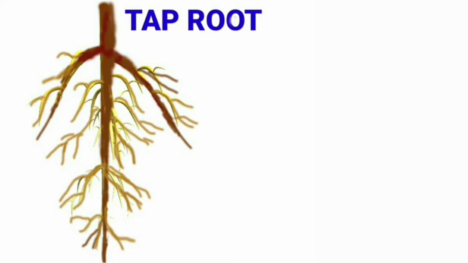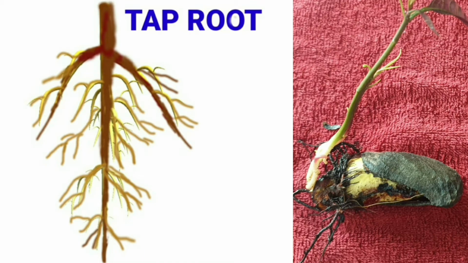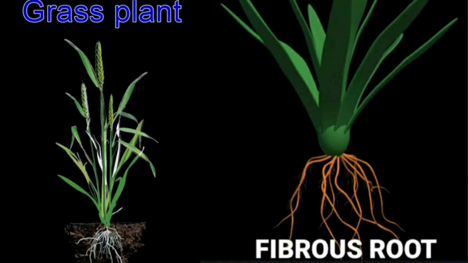Then what is taproot? A single thick root that grows at the end of the stem with many smaller roots is called a taproot. Plants such as carrot and beans. Trees such as neem and mango have taproots. What is fibrous root? Many thin and small roots that grow together from the base of the stem are called fibrous roots. Plants such as wheat, rice, and grass have fibrous roots.